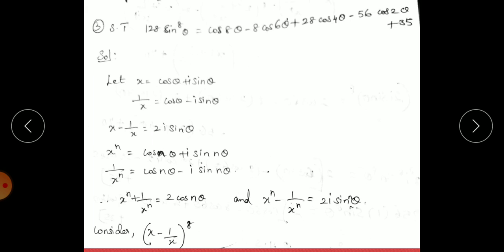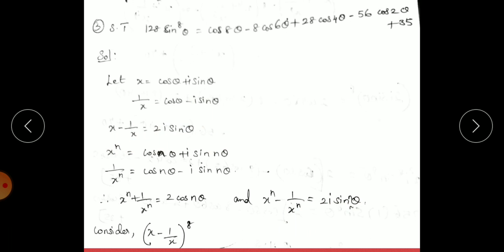Next, show that 128 sin power 8 theta equals cos 8 theta minus 8 cos 6 theta plus 28 cos 4 theta minus 56 cos 2 theta plus 35. So as usual, let x equal to cos theta plus i sin theta, then 1 by x, x plus 1 by x, x minus 1 by x, everything you have to find. Likewise up to x power n plus 1 by x power n, and x power n minus 1 by x power n, which is 2i sin n theta. These are all the things.